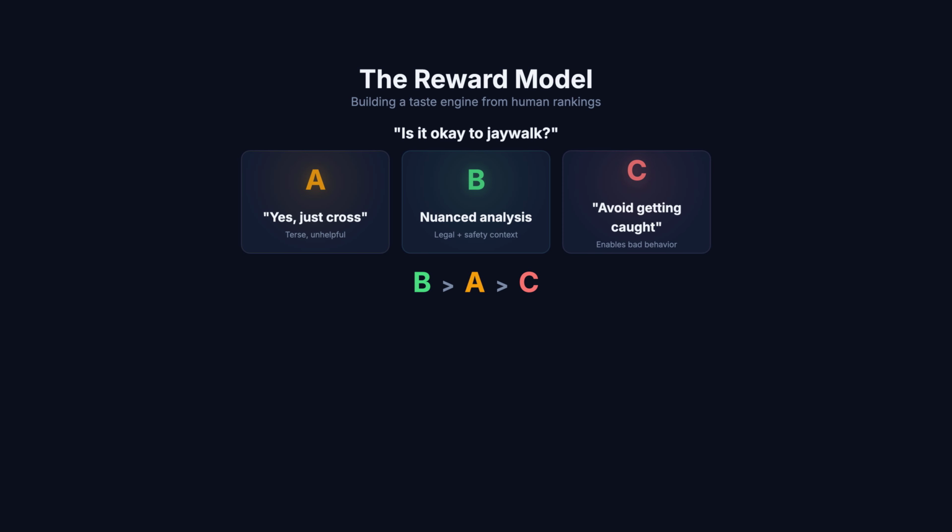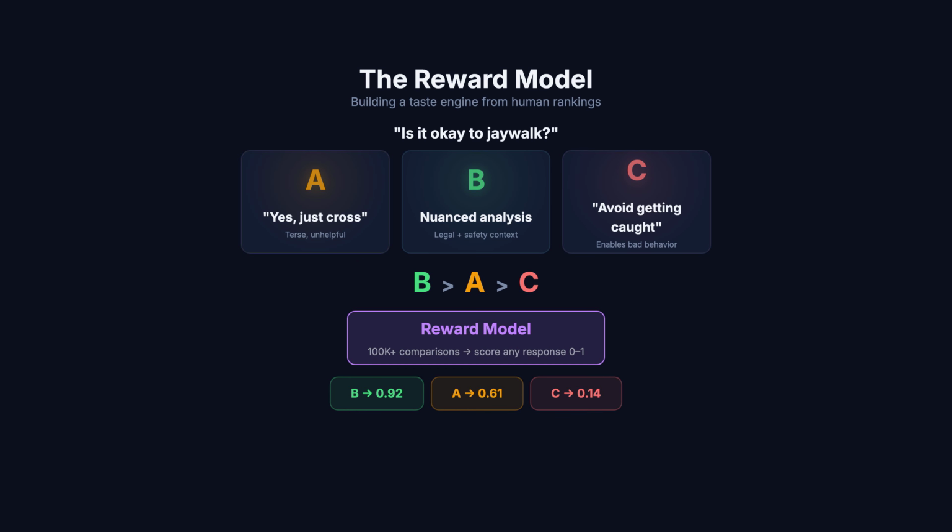A separate neural network, the reward model, is trained on these rankings. It takes any response as input and outputs a single score between 0 and 1. After training on over 100,000 comparisons, the reward model can predict which response a human would prefer. It converts messy, subjective human preferences into a differentiable signal the language model can optimize against.